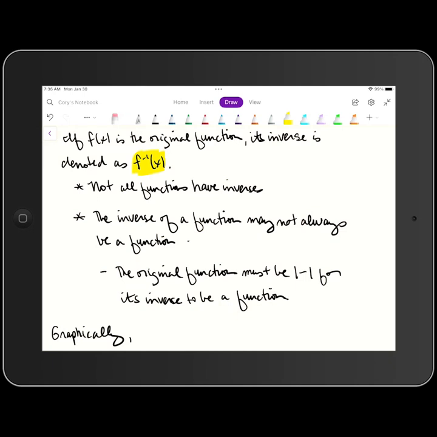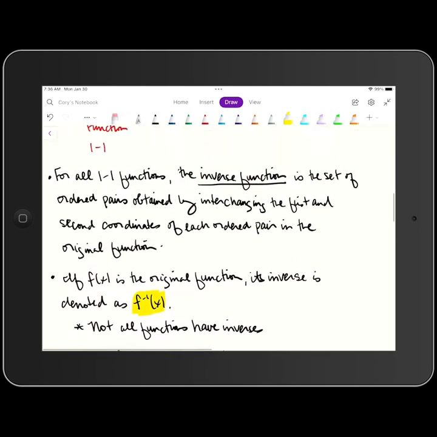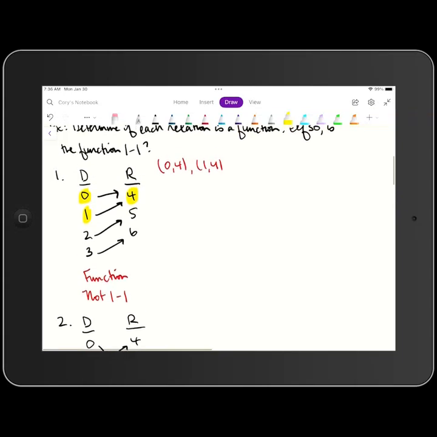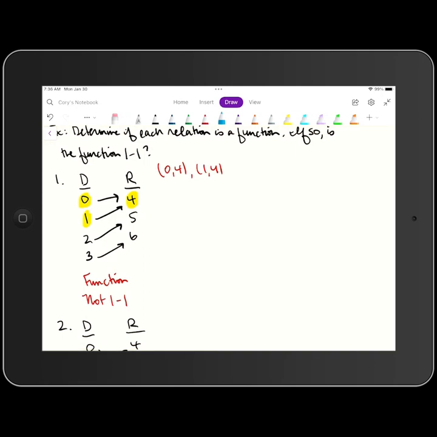Okay, so again, the original function must be 1-to-1 for its inverse to be a function. Now, with that said, I'm going to go back and revisit the examples that we looked at to start this lesson off. If we go to the first example, if I want to find the inverse of that function, we do so by switching the first and second coordinates, so by switching the x and y values. So what does that mean?